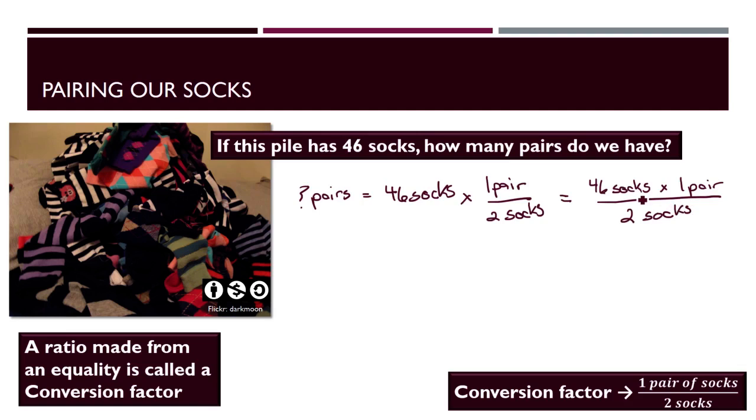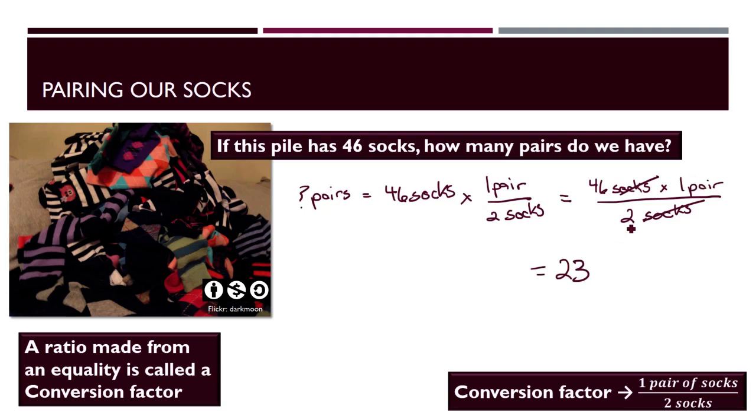So look what happens. The unit socks ends up on both the numerator and the denominator. Anytime you have things that show up in the numerator and denominator, when you divide, you end up with 1. So just like you can divide two numbers and get 1, you can divide two units and get 1. So that's to say the units cancel, or you can ignore them. So 46 with no units times 1 pair divided by 2 with no units is going to equal 23.